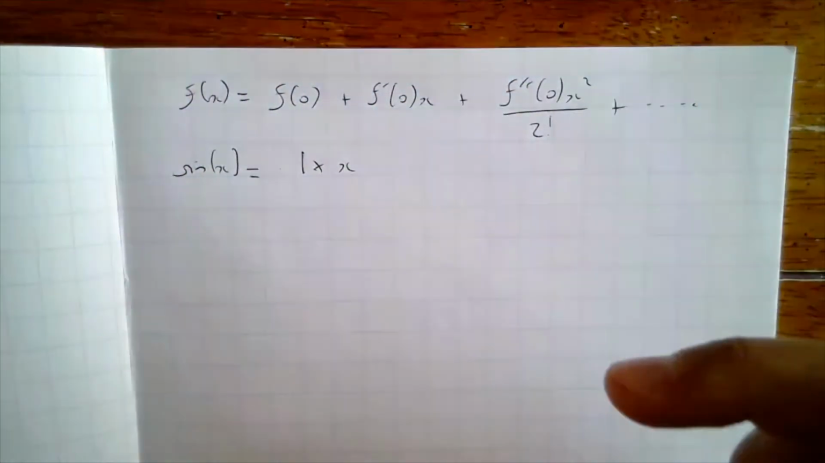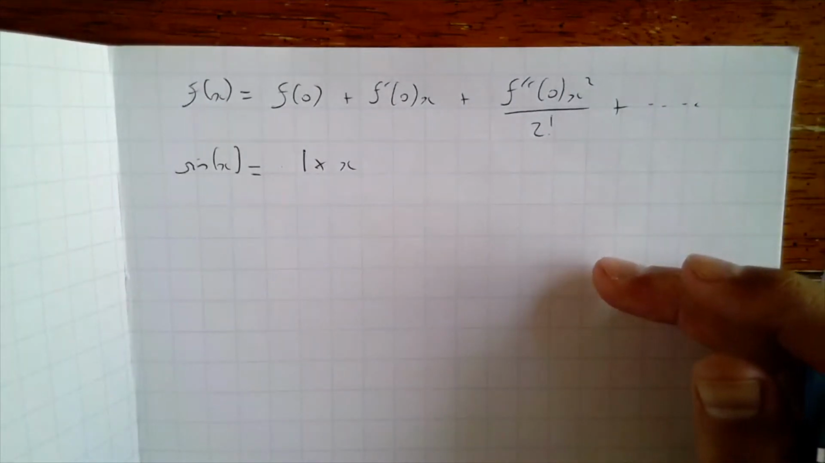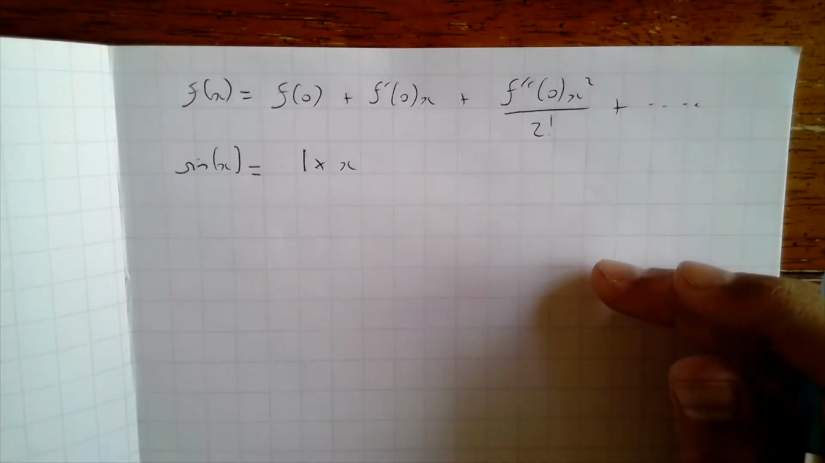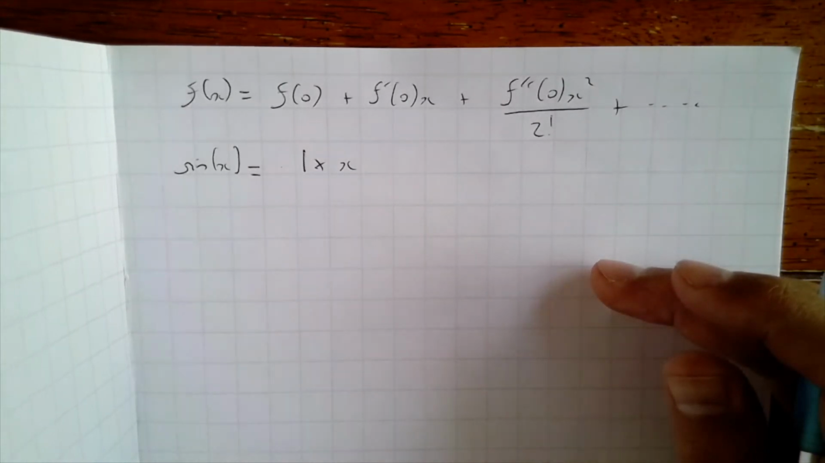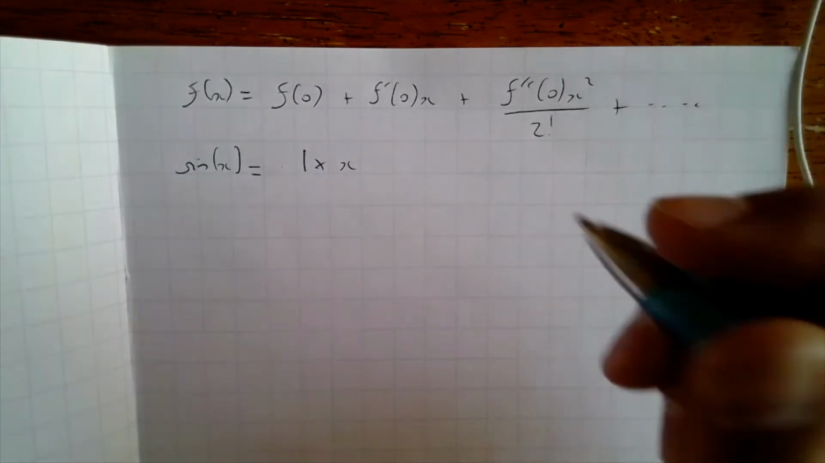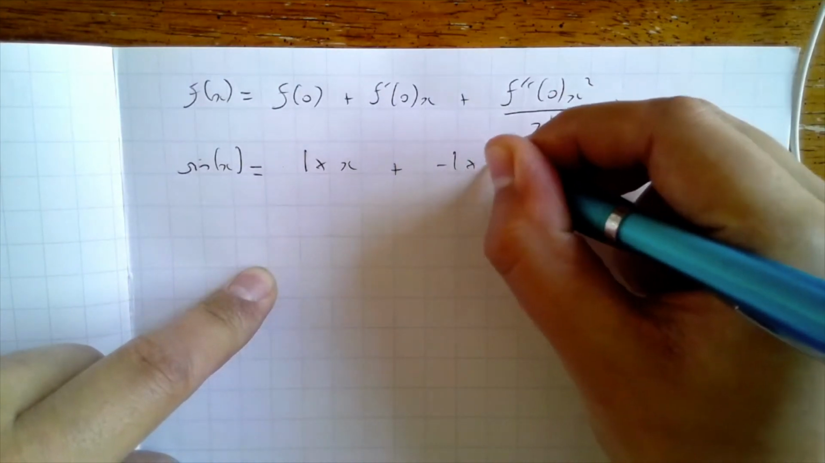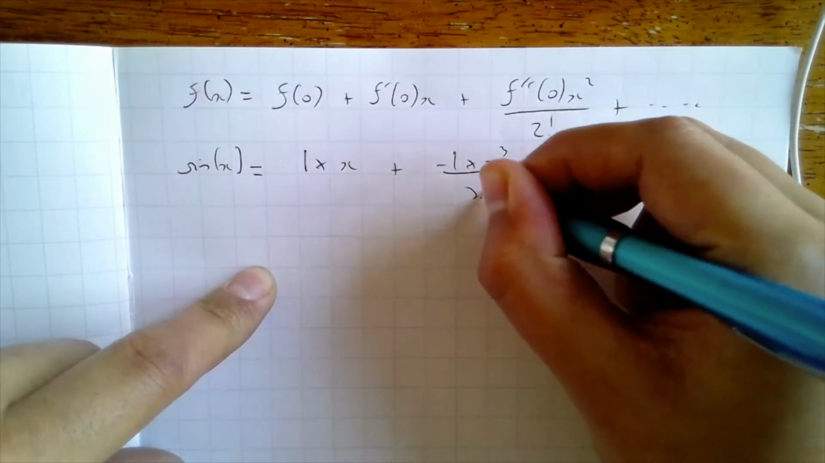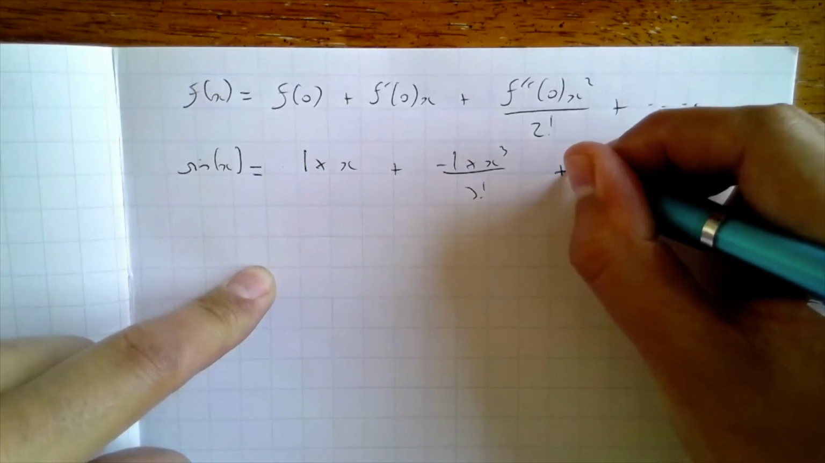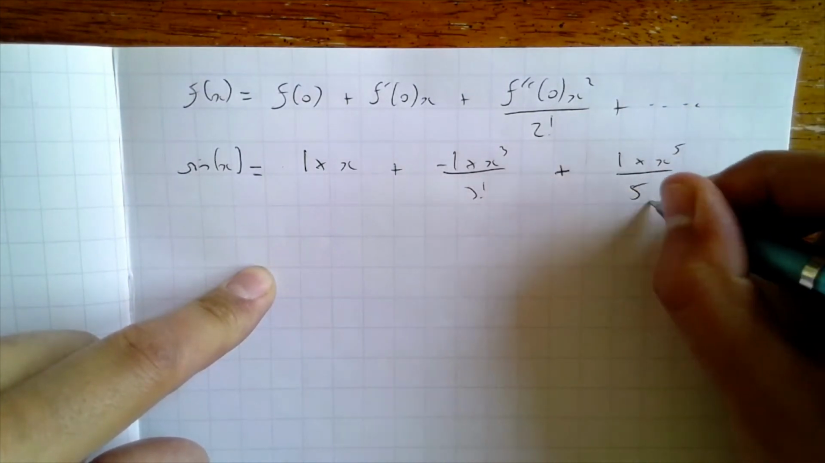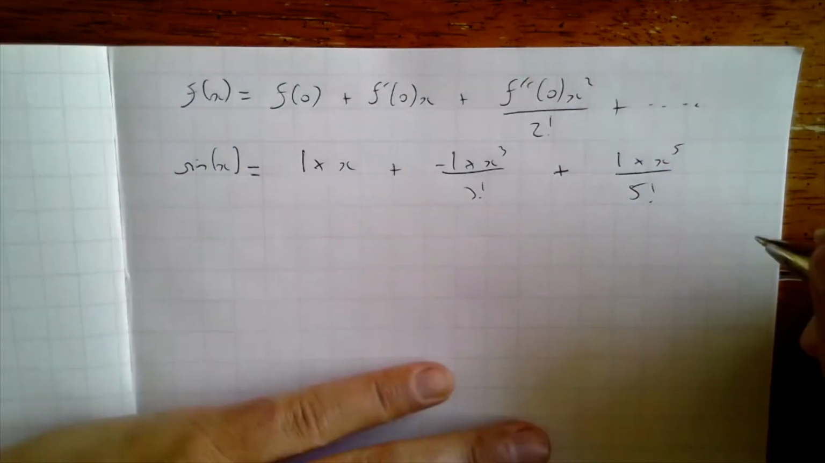And then f double dash of 0, I don't need that one. I need the third one, don't I? I need f triple dash. F triple dash was minus 1. So we've got plus minus 1 times x cubed over 3 factorial plus, and then it's going to be 1 times x to the 5 over 5 factorial. I'm just ignoring the even terms because I know they're all 0.